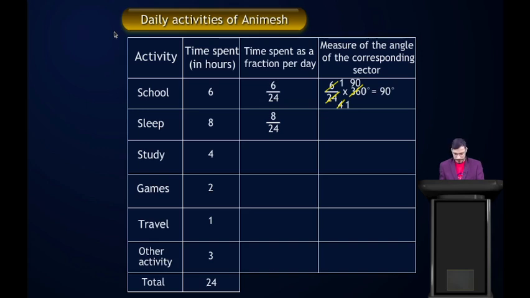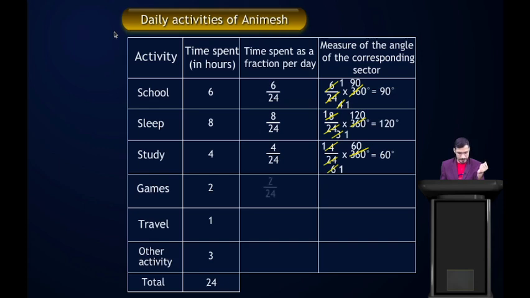Now sleep, so again 8 by 24 into 360 degrees. When we solve, the answer is 120 degrees. Now 4 by 24 into 360 degrees, so 4 by 24 is 1 by 6 into 360, and 6 sixes are 36, so we get 60 degrees here.